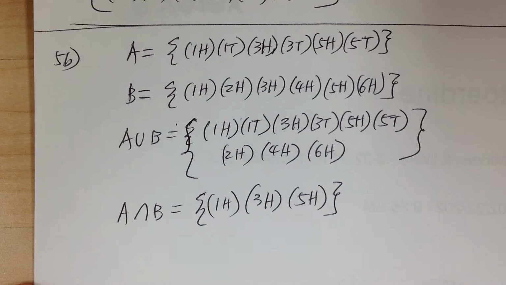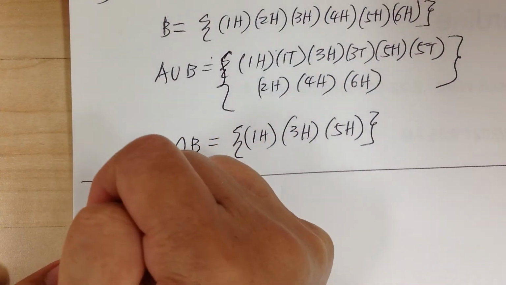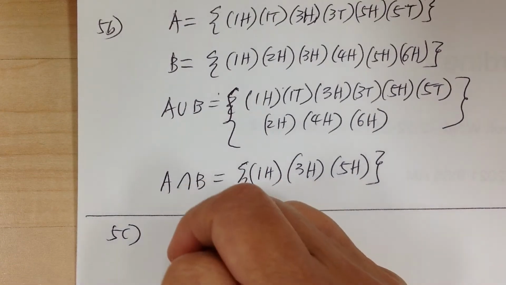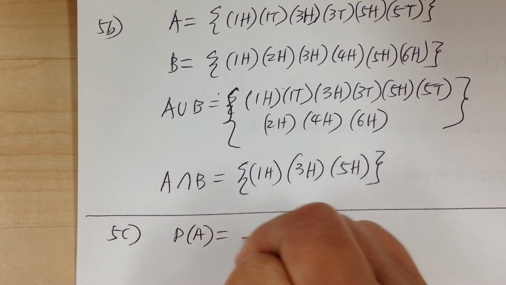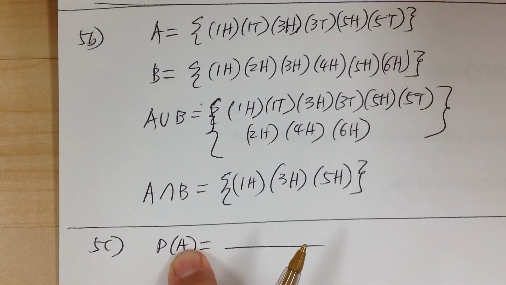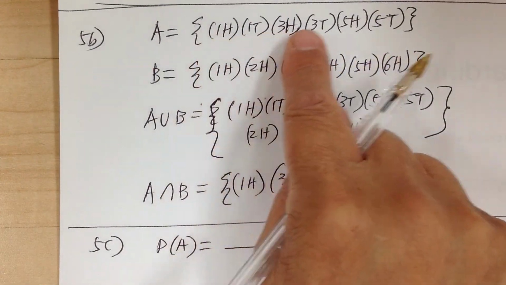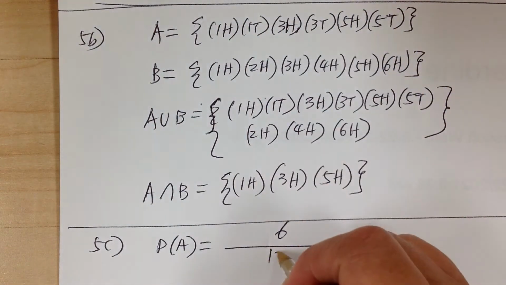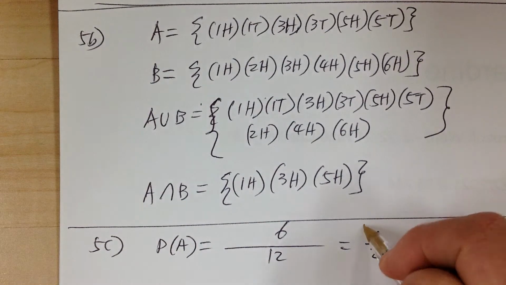Okay. So that's part B. Now part C, you have to find the probability of each one of these. So probability of A will equal, again, the probability is event over sample space. So event is what you want. So you got 1, 2, 3, 4, 5, 6 over sample space, over 12. And so this is equal to 1 over 2.